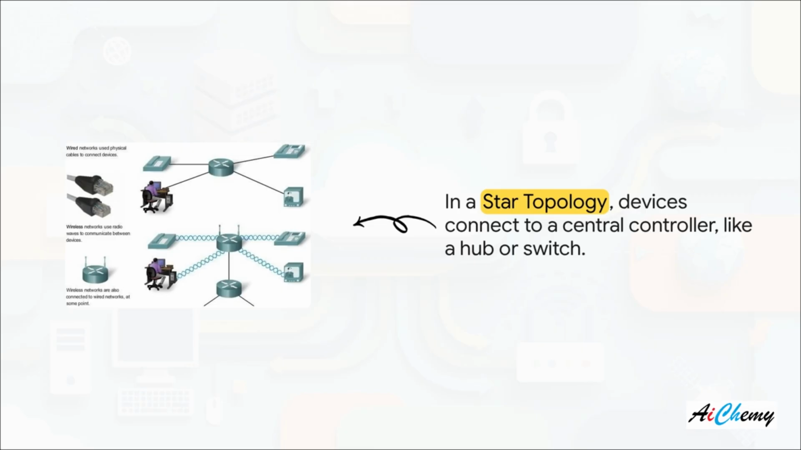This setup has some huge perks. It's way cheaper than other complex designs, and it's easy to manage. If one computer's cable fails, it only affects that one computer, not everyone else. But, and this is a big but, the whole network depends completely on that one central hub. If the hub dies, the entire system is dead in the water.